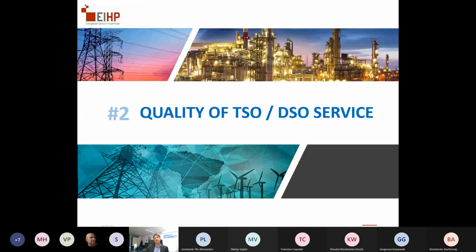Okay, now we have the feeling that we need to prepare a lot of projects, a lot of additional efforts to be invested in the preparation of the grid for larger scale integration and larger scale market opening. So how do we measure that? What do we say if TSO or DSO is doing their business well?